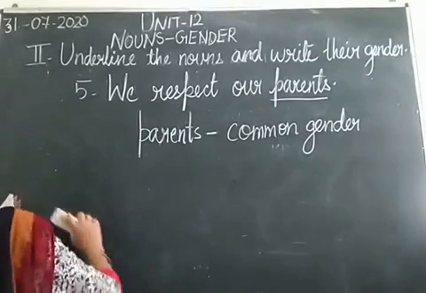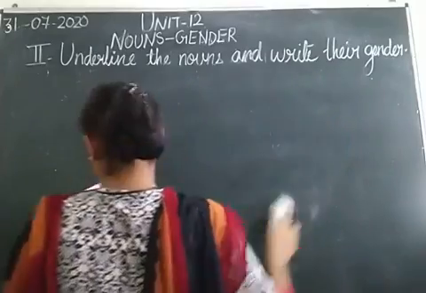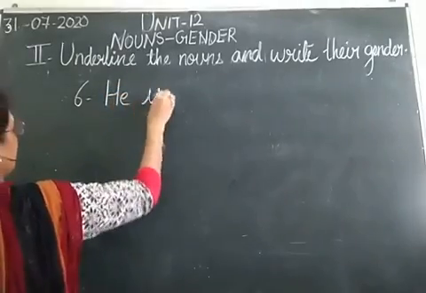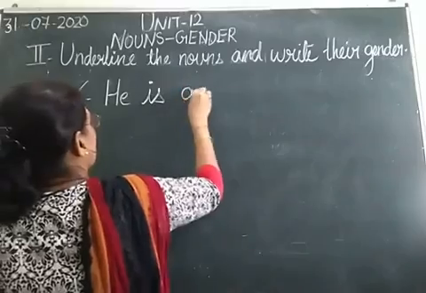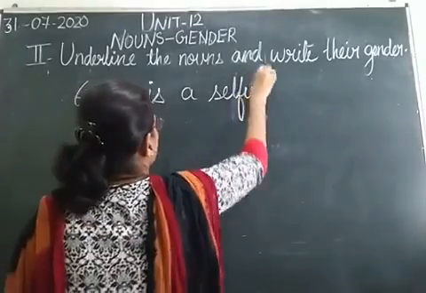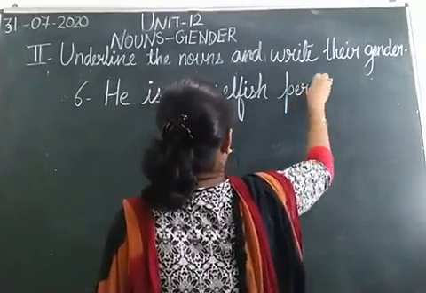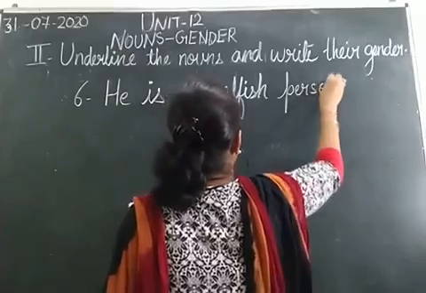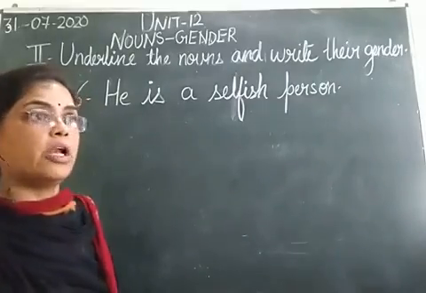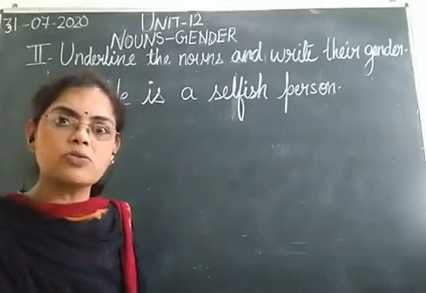I hope all of you have written, students. Now the sixth one. The sixth sentence is, he is a selfish person. I hope all of you know the meaning of selfish, children. Selfish is a person who only thinks about himself.